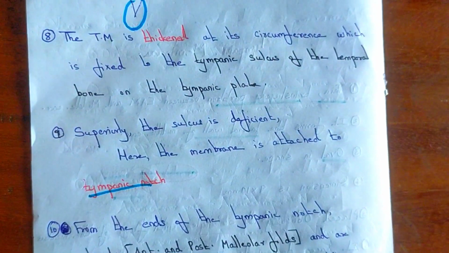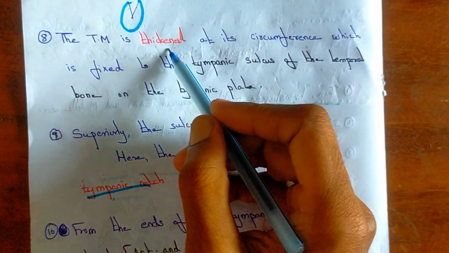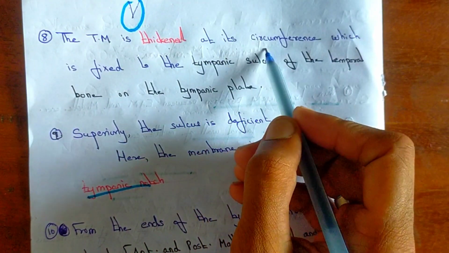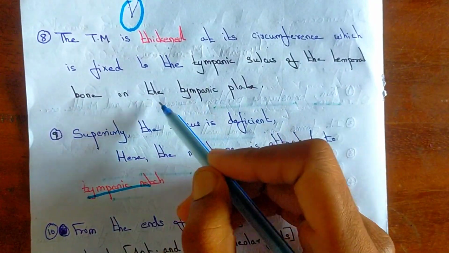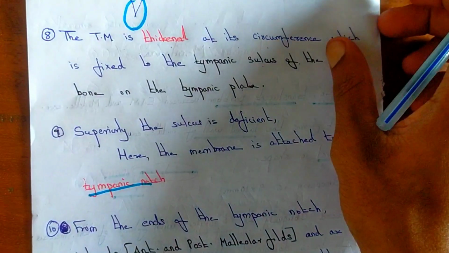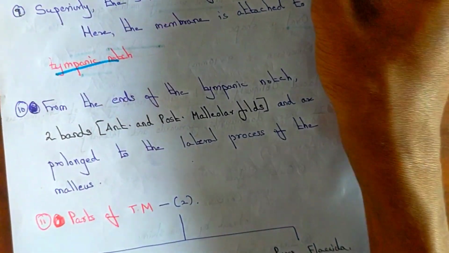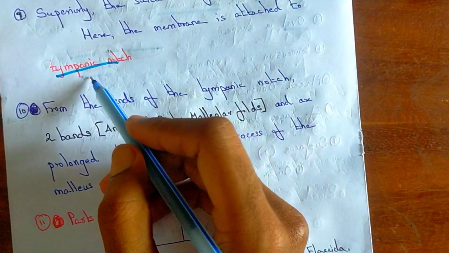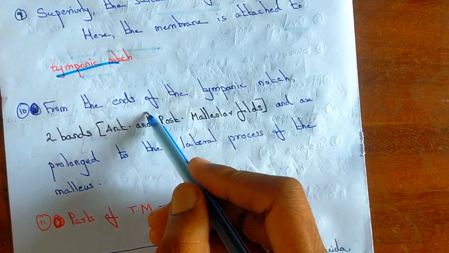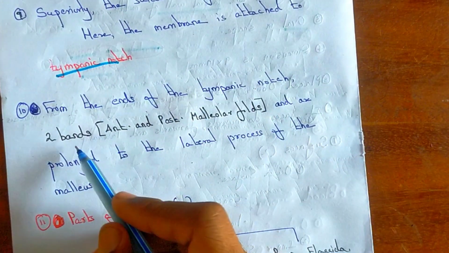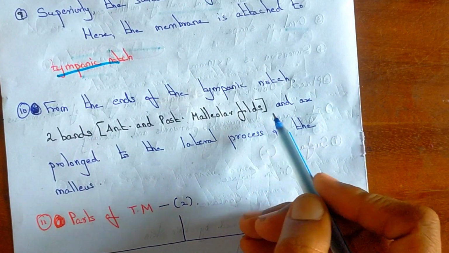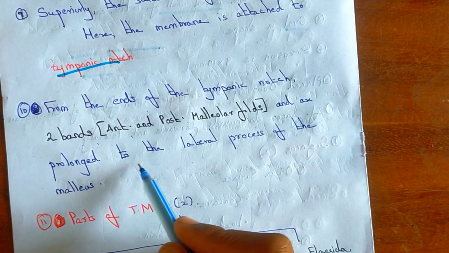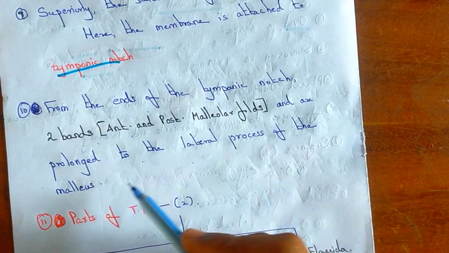The tympanic membrane is thickened at its circumference, which is fixed to the tympanic sulcus of the temporal bone on the tympanic plate. Superiorly, the sulcus is deficient. Here the membrane is attached to the tympanic notch. From the end of the tympanic notch, two bands, the anterior and the posterior malleolar folds, are prolonged to the lateral process of the malleus.